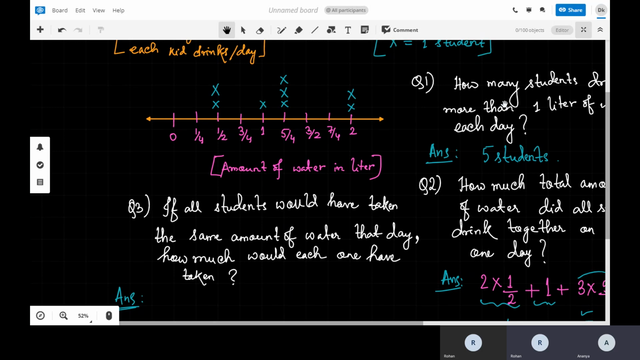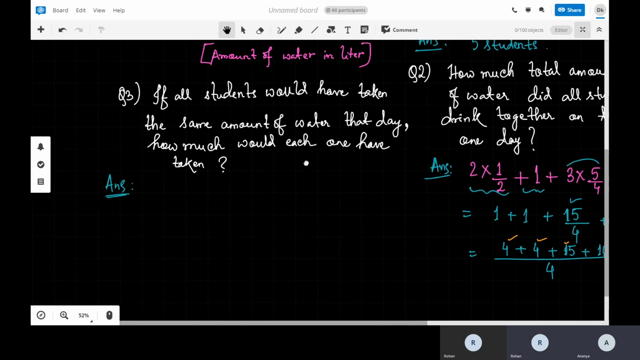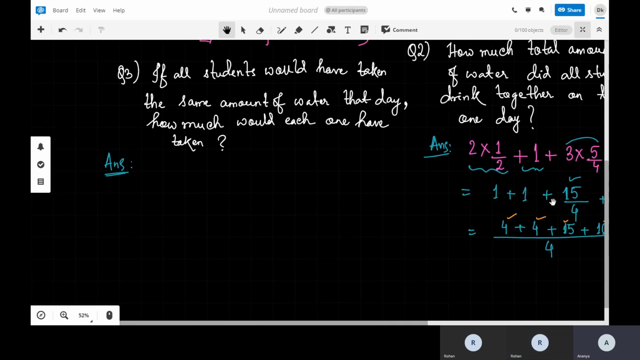I don't know. Really, Rohan? We just have to divide the total amount of water equally among all the kids. That's it. How many total number of kids are there? 8. 8, right? And what is the total amount of water? 9 and 3/4.